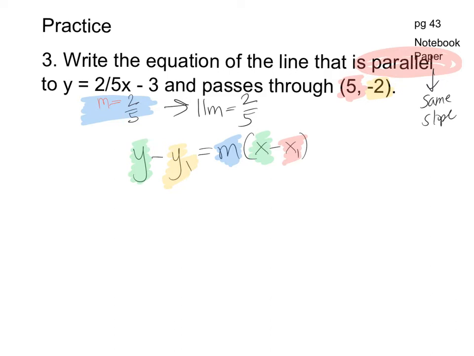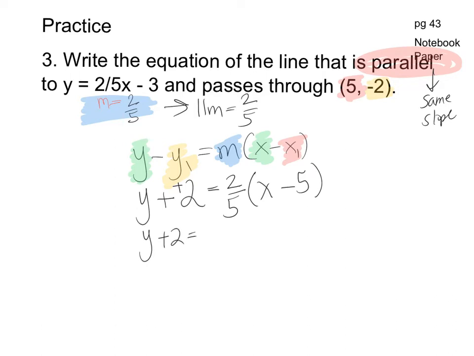We do not put anything in place of the green y or the green x. So y minus y1 is the yellow highlighted number, y minus negative 2. You may go ahead and put y plus 2 if you would like, equals the slope of 2/5. The x remains there, minus x1, which is 5. Now we're going to distribute: y plus 2 equals 2/5 times x, which will be 2/5 x, and then 2/5 times negative 5, which will be negative 10/5.